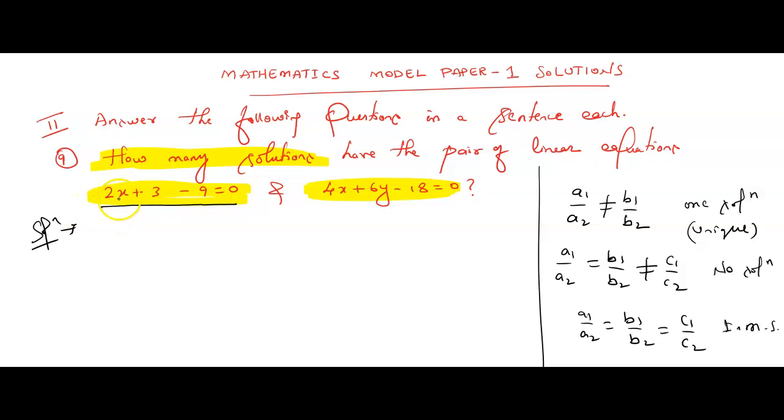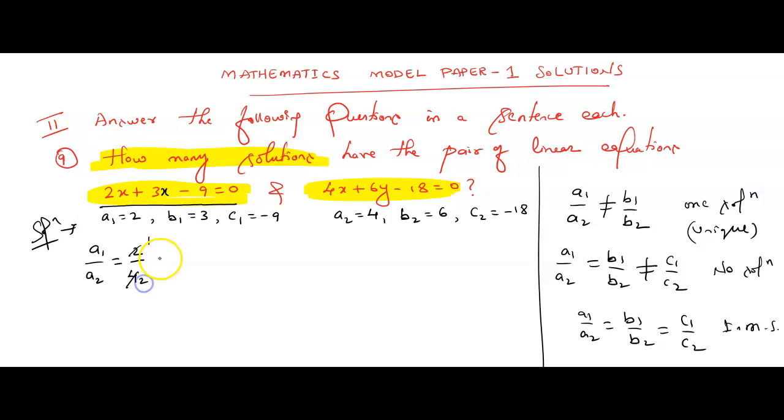Now first you collect the data. What is a1? Here you can see the value of a1 is plus 2, the value of b1 is plus 3, and the value of c1 is minus 9. The value of a2 is plus 4, the value of b2 is plus 6, the value of c2 is minus 18. First we have to check a1 by a2, that is a1 divided by a2. Plus 2 by plus 4: 2 ones are 2, 2 twos are 4. Final answer is 1 by 2.